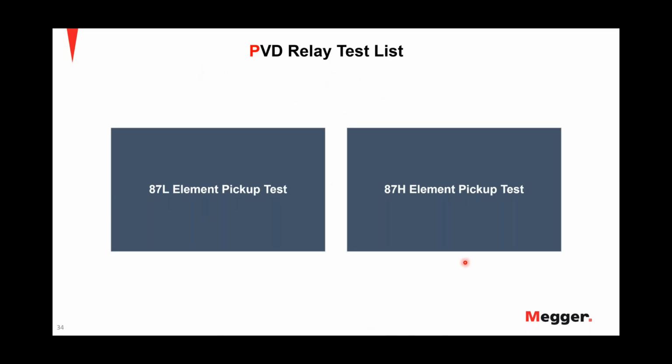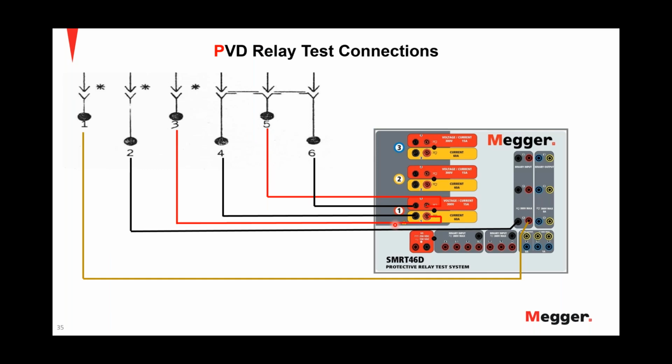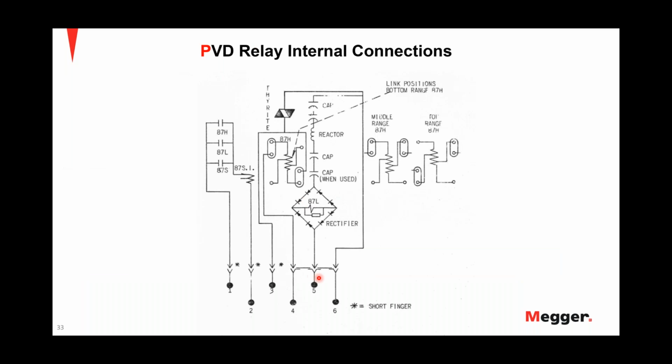So here are a couple of tests that we need to perform to validate those two units that we just discussed. Here is the 87L element pickup test. The second one is the 87H element pickup test. Now we'll talk about test connections. Before we talk about this, let's go back for a second to the internal connections. To validate this 87L, we need to be connected between 5 and 6, right? So we make sure that we see that here. Between 5 and 6 for 87L, and for 87H, it's between 3 and 4.